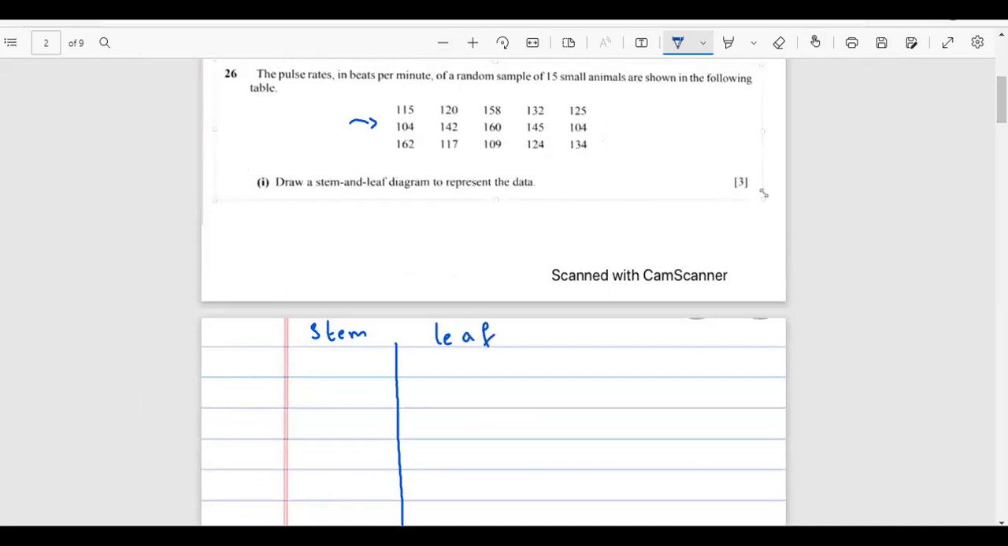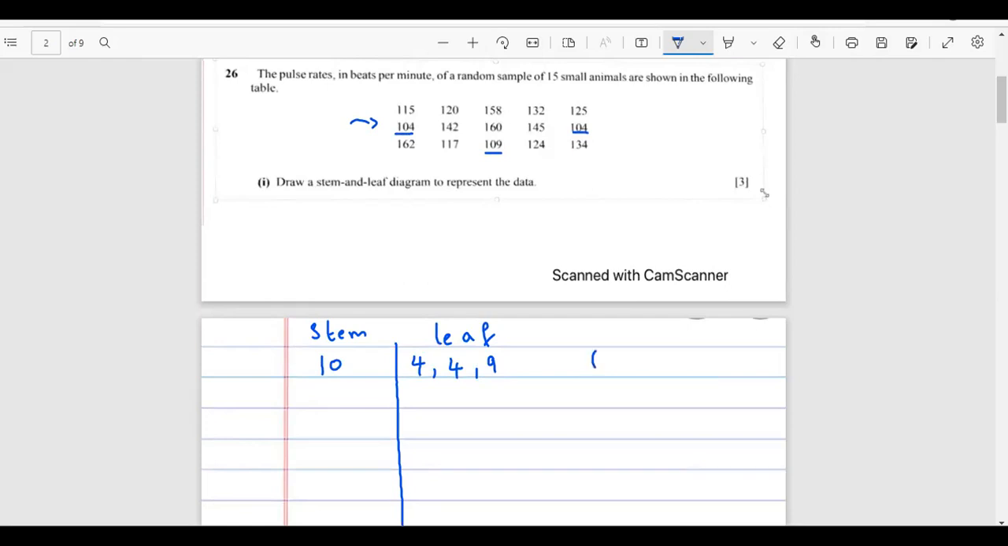What is the smallest number? It is 104. Now, as I told you earlier as well, in the leaf part, we will only write down one digit. So 10 is going to come here, then 4. Then what number is next? It's 109. So 9. And are we done with the 10 series? Yes, we are done.